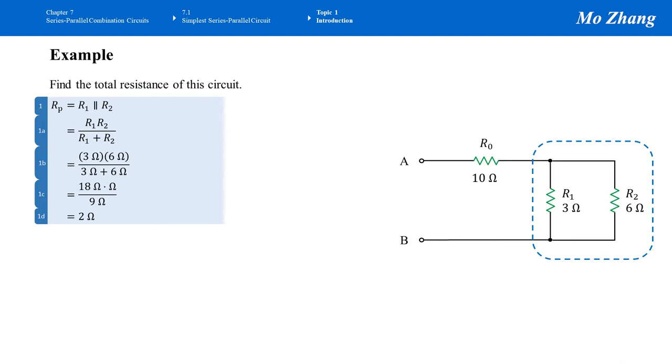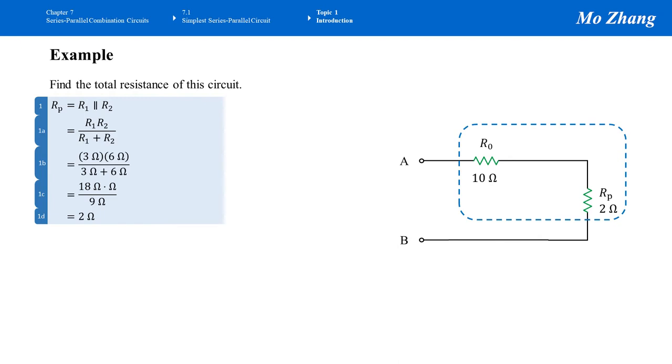To make it easy to see what's going on here, perhaps it's easy to replace the parallel region by just one resistor Rp, the 2 ohm, as shown here. You can see Rp, the 2 ohm resistor, connected in series with the R0, the 10 ohm resistor. And we can find the total resistance now.